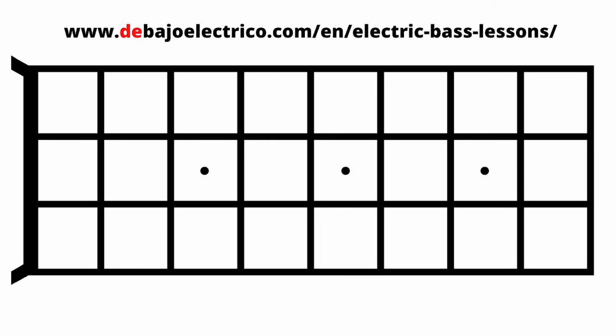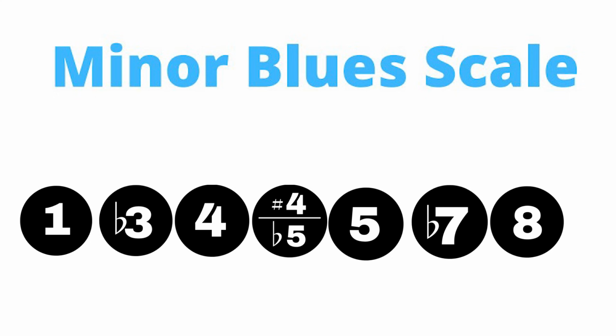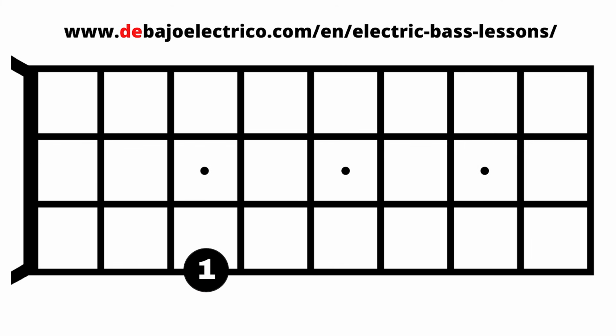And now that we have seen the pentatonic scales, we're going to study the blues scales. The first blues scale that we're going to study is the minor blues scale. The minor blues scale comes from the minor pentatonic, when we add a passing note between the 3rd and 4th note. This particular note is an augmented fourth, or a diminished fifth, the blue note.